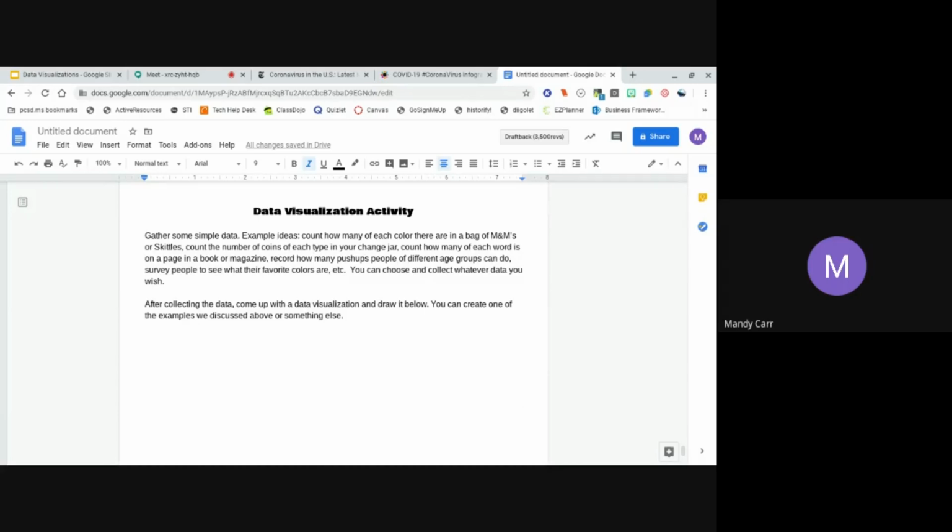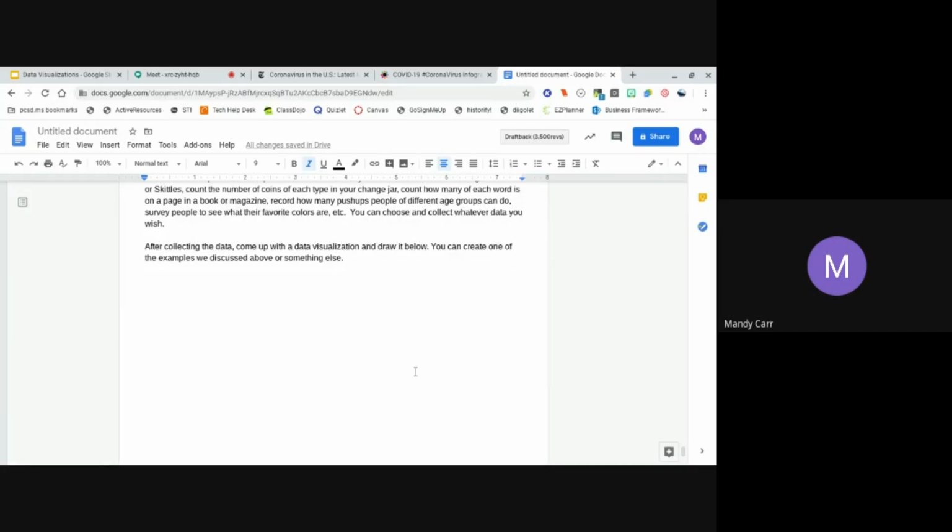Now, after you have your data, I want you to come up with a data visualization and draw it below. So think of some of the examples we looked at. The bar charts. You could do a pie chart if you wanted to. You could do a line graph. You could do one of those histograms. But pick one of those data visualizations, and then I want you to draw it using the data that you collect to make a picture of your data.